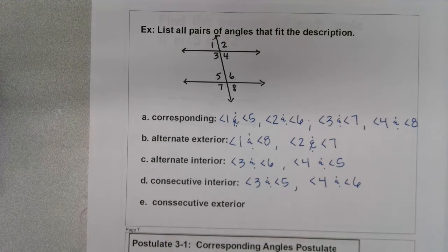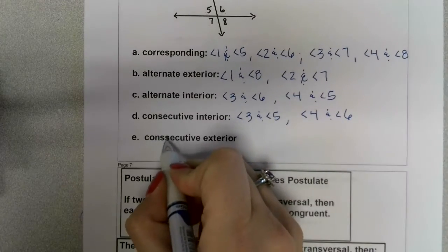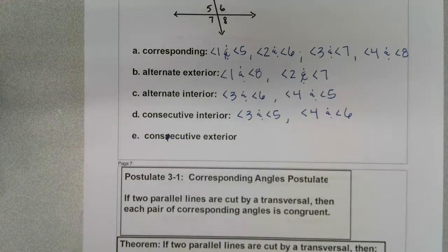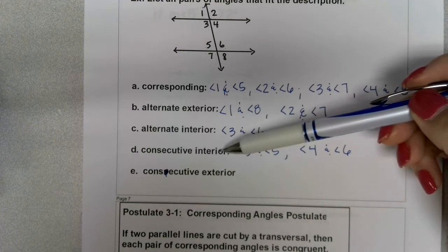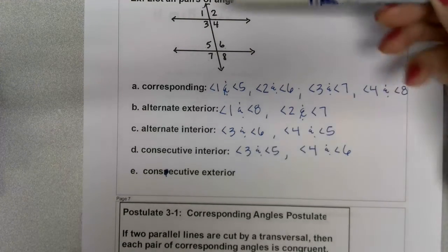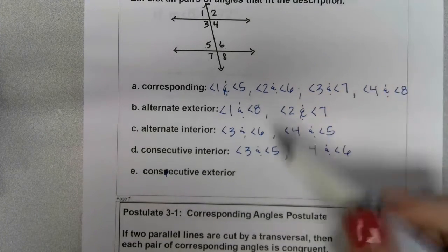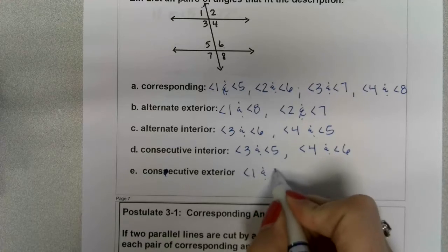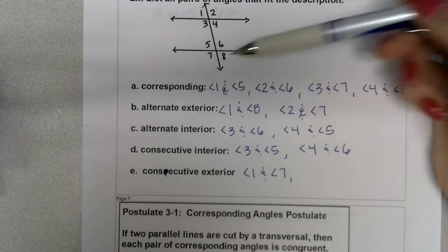Okay? And then one thing that we didn't talk about that we won't see very often are consecutive exterior angles. Those are just like consecutive interior, but they're going to be on the outside. So consecutive exterior would be same side on the outside. So we would have angle 1 and angle 7, and then angle 2 and angle 8.